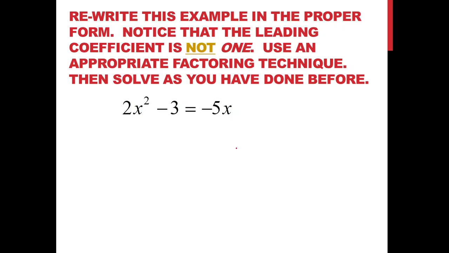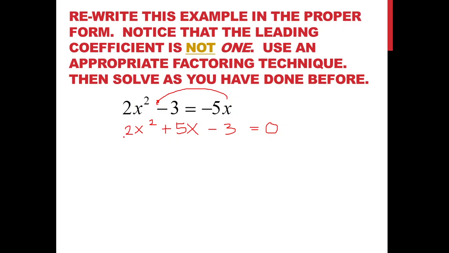So again, this is a trinomial, but it's a bit complicated because your first term is not a perfect square. So let's try to transform this one into the standard form by transposing that one back to the left side. So I have 2x squared, my negative 5 becomes positive 5x, minus 3 equals to 0.